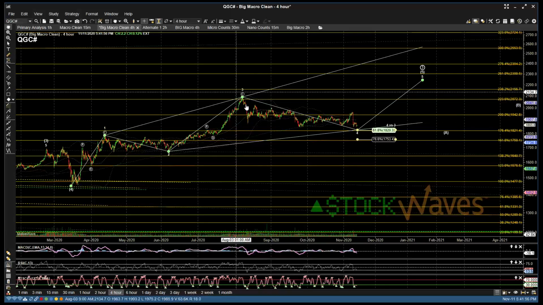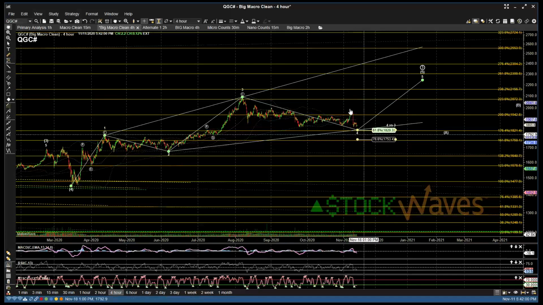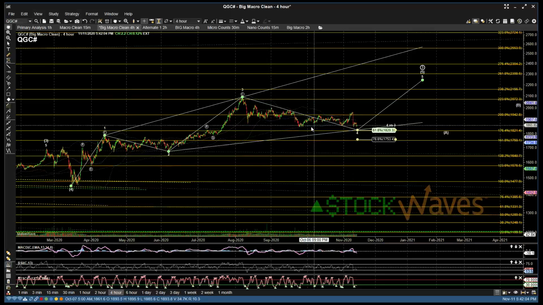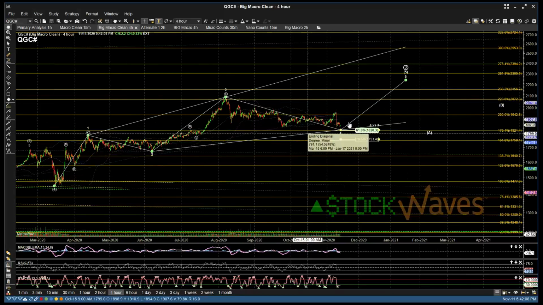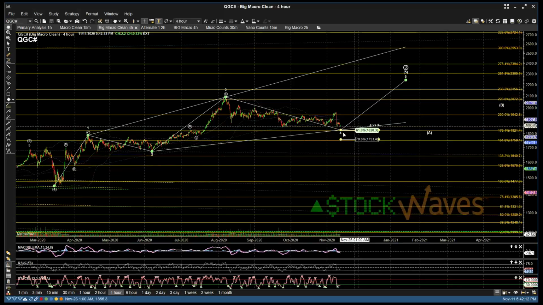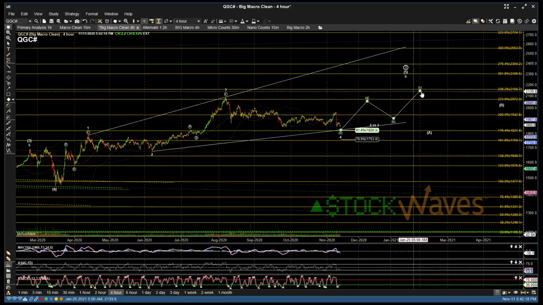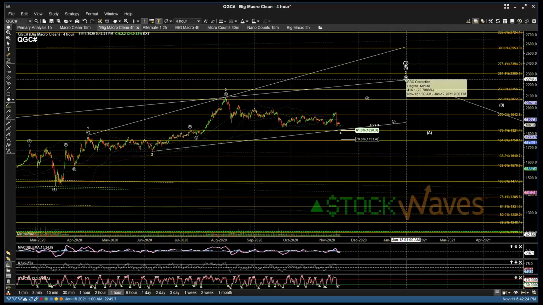Can count this probably best now as a WXYXZ. So that's a triple combination. It's sort of like a triangle, but it has a little bit more of a downward skew. We do want to see this hold support in the 1840 region here, and the fifth wave up should be an ABC move as well. And that ideally targets pretty close to the 2150 or 2200 region.